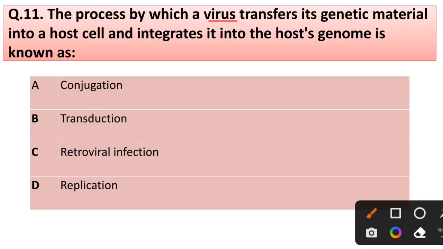Question number 11. The process by which virus transfer its genetic material into host cell and integrates into the host genome is known as conjugation, transduction, retroviral infection, replication. Correct answer is option C, retroviral infection.